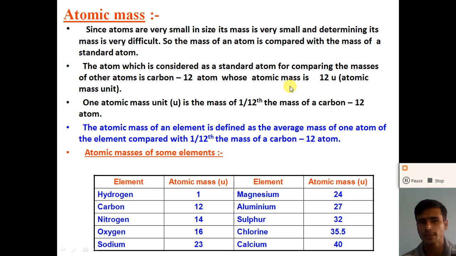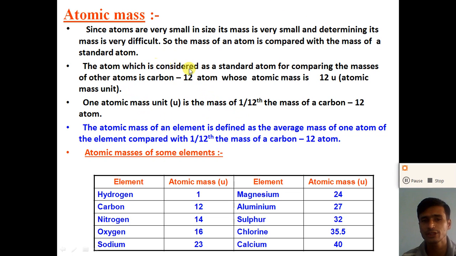The instrument that measures the mass of the atom is called the mass spectrometer. The mass of an atom is compared with the mass of a standard atom. Here the mass of the atom is measured in the atomic mass unit. The standard unit of atomic mass is the atomic mass unit, represented by small u or AMU.